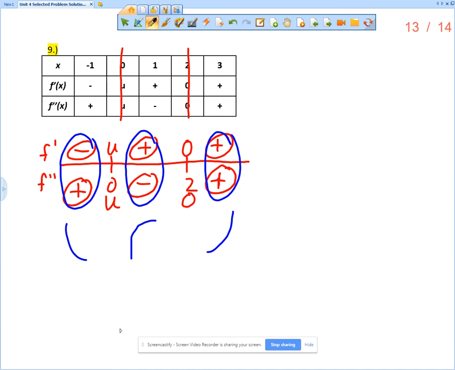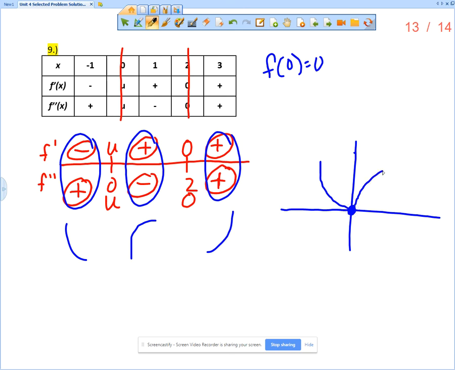And so I'm going to start drawing a graph over here. Now, we don't know any y values, so let's just say, for argument's sake, that f of 0 is 0 or something like that. So there's a point at (0, 0). These two curves are going to join together at that point. So I have my decreasing concave down curve here, goes into 0, and then my increasing concave down curve that goes like that, right?